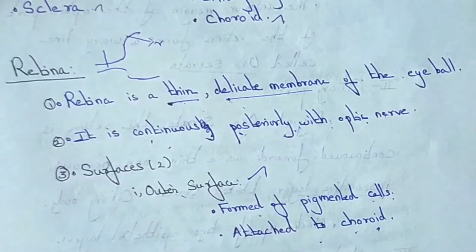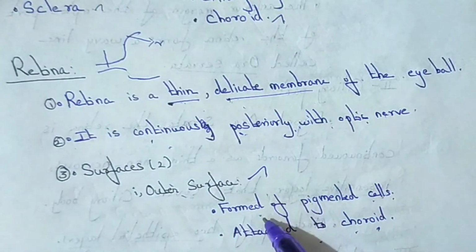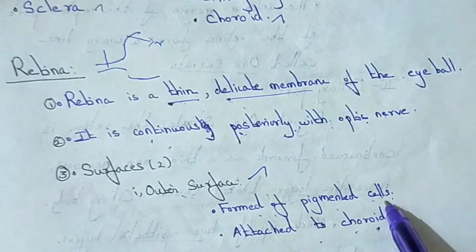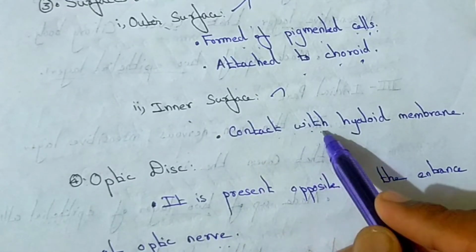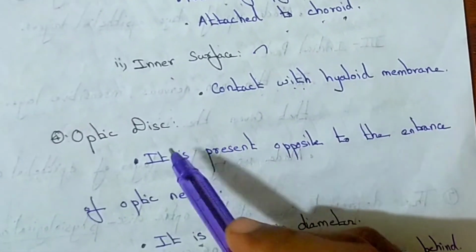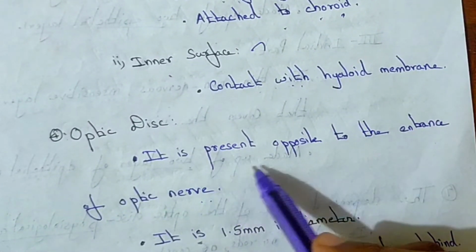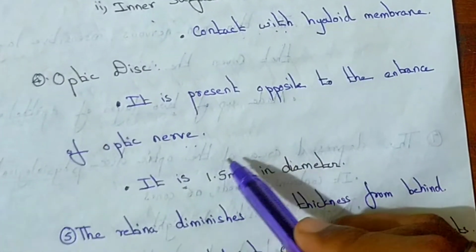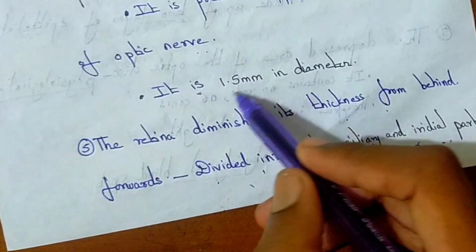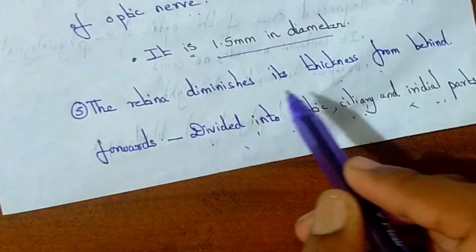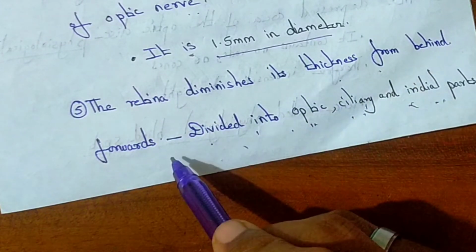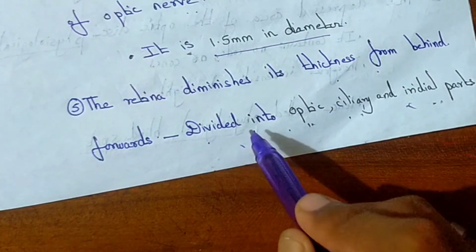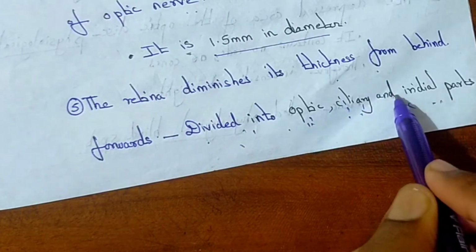Surfaces: the outer surface and inner surface. The outer surface is formed by pigmented cells and is attached to the choroid. The inner surface is in contact with the hyaloid membrane. The optic disc is present opposite to the entrance of the optic nerve. It is 1.5 mm in diameter. The retina diminishes in thickness from behind forwards, and is divided into optic, ciliary and iridial parts.